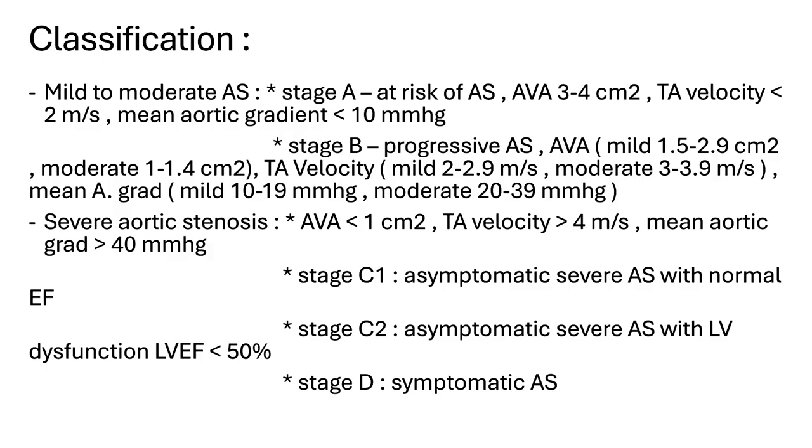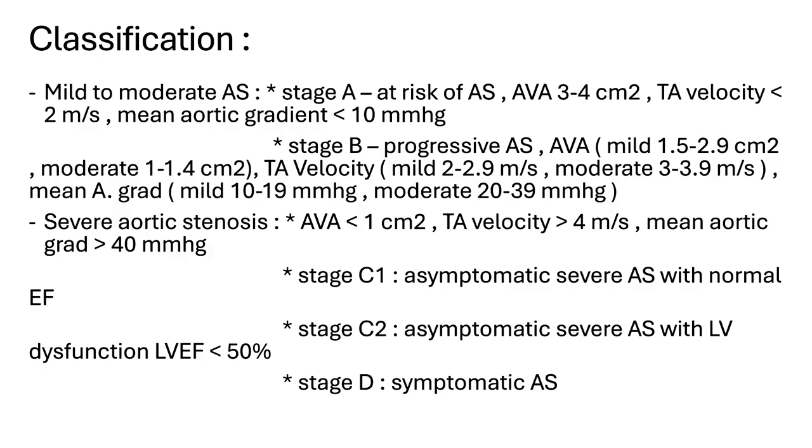So, if the aortic valve area is between 3 and 4, transaortic velocity is less than 2 meters per second, and the mean aortic gradient is less than 10 millimeters of mercury, it is stage A. It's called progressive aortic stenosis if we have the following. If the aortic valve area is between 1.5 and 2.9, it's mild. And if it's between 1 and 1.4, it's moderate.